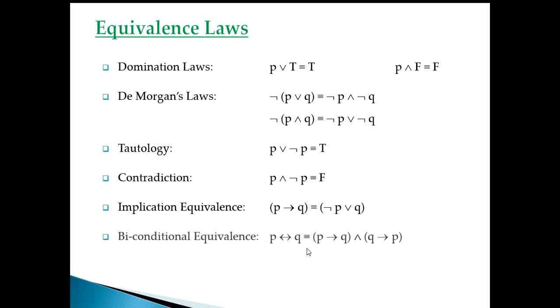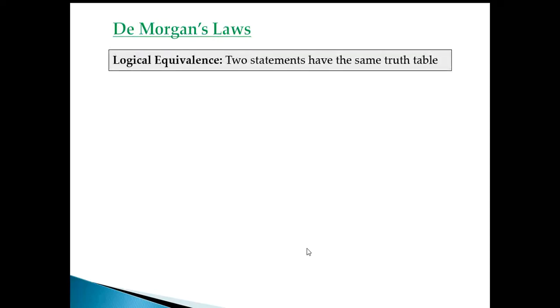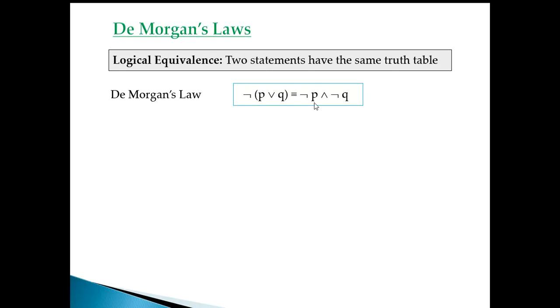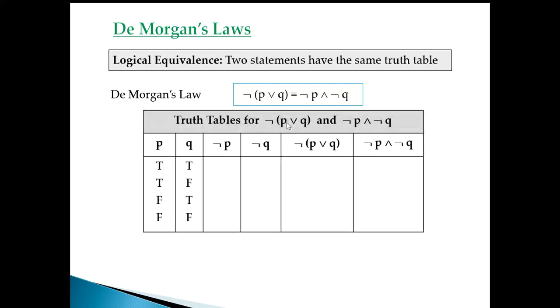Here we proved De Morgan's law by the truth table, and likewise you can prove any law by the truth table. Here we use logical equivalence. If two statements have the same values, they are logically equivalent. So what was our De Morgan's law? Our De Morgan's law is that negation of P or Q is equivalent to negation of P and negation of Q. So now we make the truth table here.